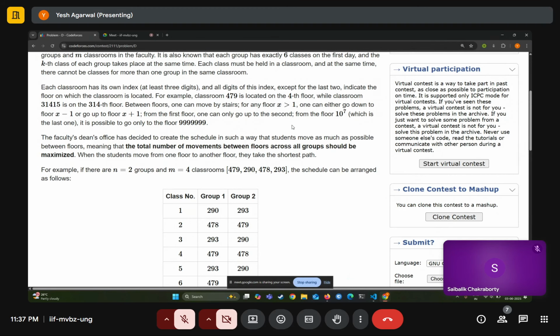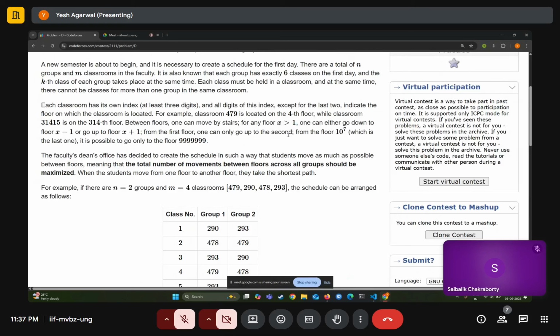Okay, so our task here is to maximize the number of turns that students have to take, because at each class the students will be changing their classes, right? So we have to make sure that the number of groups, the number of classes, what I call it, we have to make sure that there is maximum distance between each class switch.